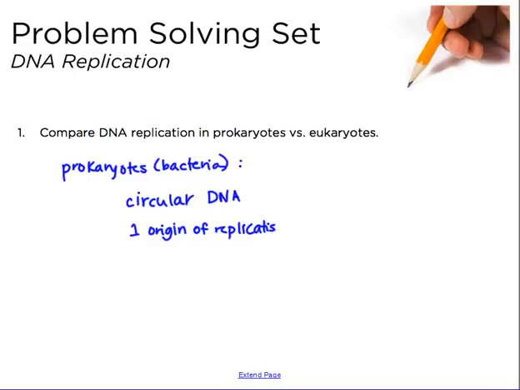In terms of DNA polymerase, they have 5 different DNA polymerases. And they also have another enzyme called topoisomerases. And these relieve the pressure of supercoiling, which happens when the replication of a circular piece of DNA happens. So relieves pressure of supercoiling.